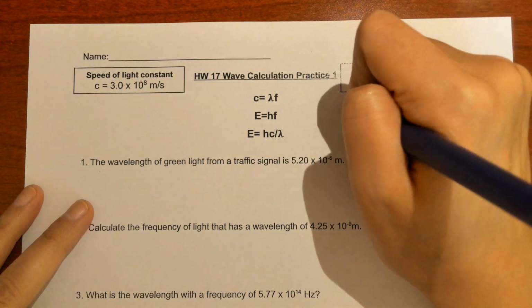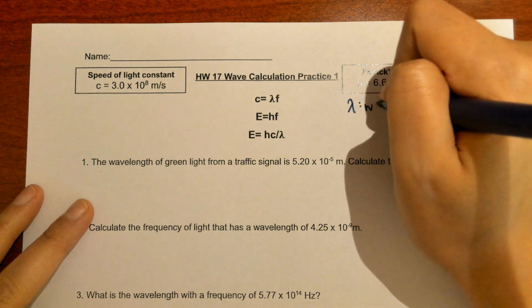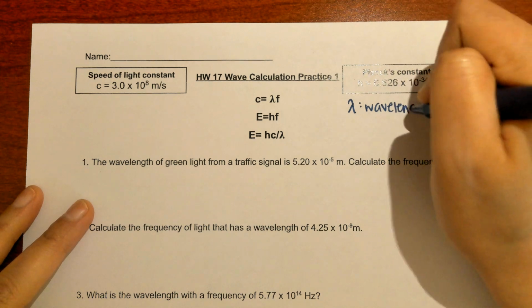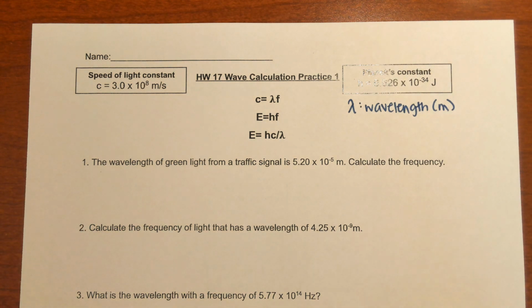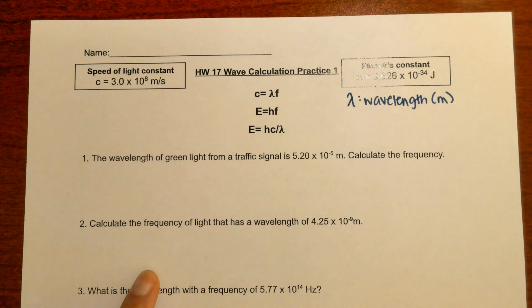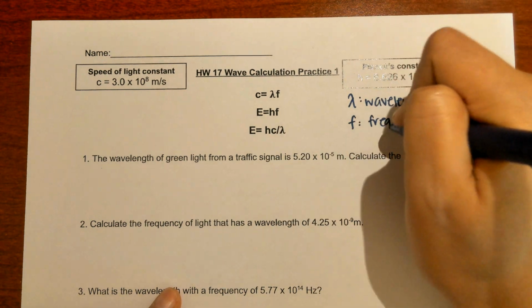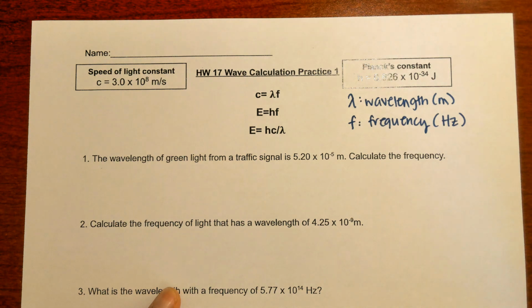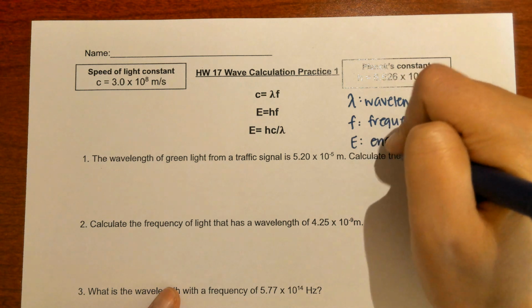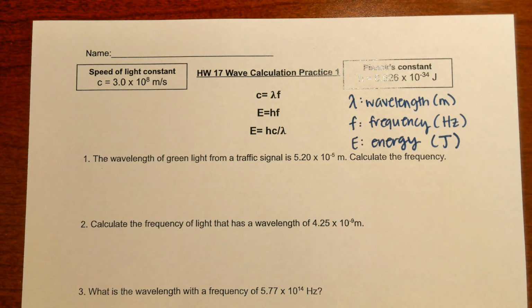So we have lambda, or what I like to call upside down y. That is wavelength, and it is measured in meters. So basically, if you read a problem that says something in meters, you know that is wavelength. And then you have f, which is frequency, and the units for that are hertz, or Hz. And then we have energy, which is obviously E, and it's measured in joules, capital J.